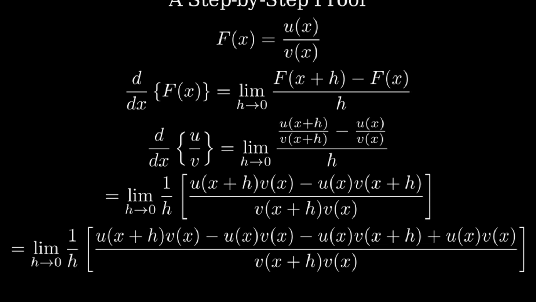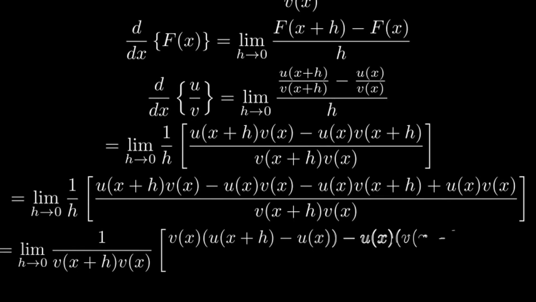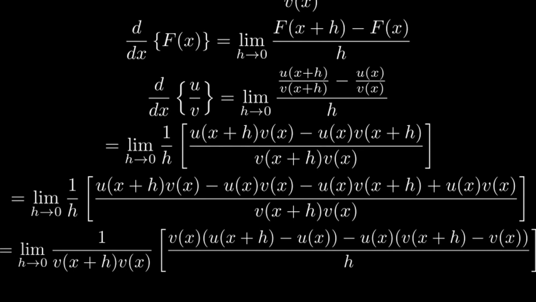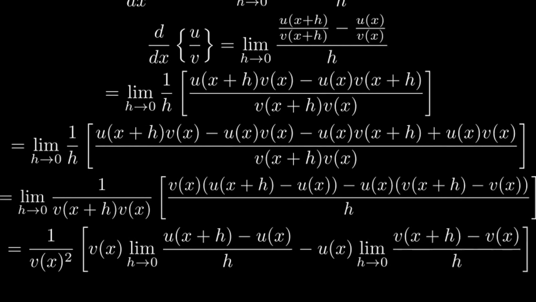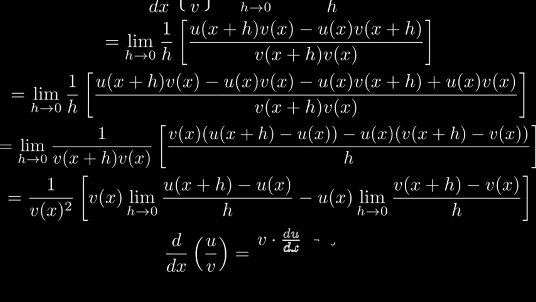Let's factor this expression. The numerator can be written as v of x times the difference of u minus u of x times the difference of v. Now we can separate this limit. As h approaches 0, v of x plus h approaches v of x, so the denominator becomes v squared. The remaining terms in brackets are the limit definitions of the derivatives of u and v. Finally, we recognize these limits as the derivatives of u and v. This gives us our final result.